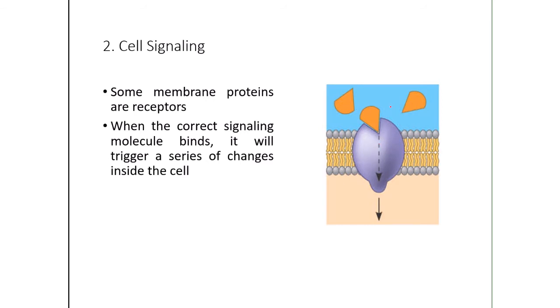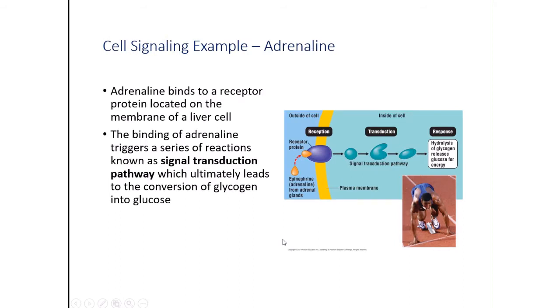Okay? And again, there is this key and lock relationship between the receptor and their targets. And once the appropriate molecule binds to the target, it's going to trigger a series of events inside the cell that will result in some kind of changes in terms of the cell behavior. And an example of that would be adrenaline.